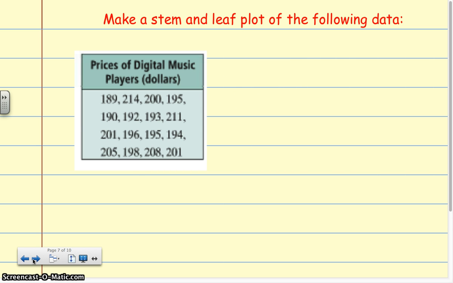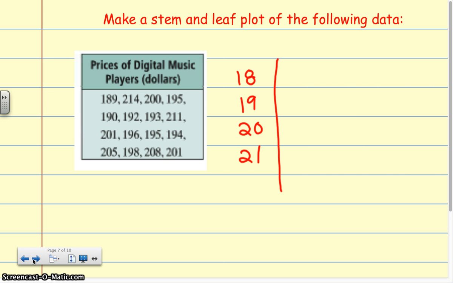Looks like my minimum is 180, and I go up to the 210s. So I'm going to make an 18, a 19, a 20, and a 21. Those are my stems. Now I'm going to try to put them in order. Again, you will probably make mistakes or forget one, so you want to make sure to do this in pencil.